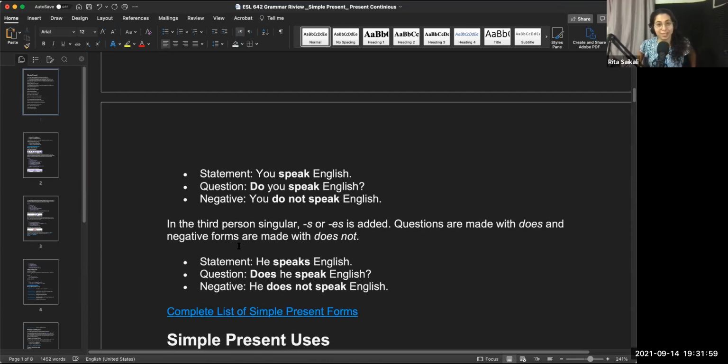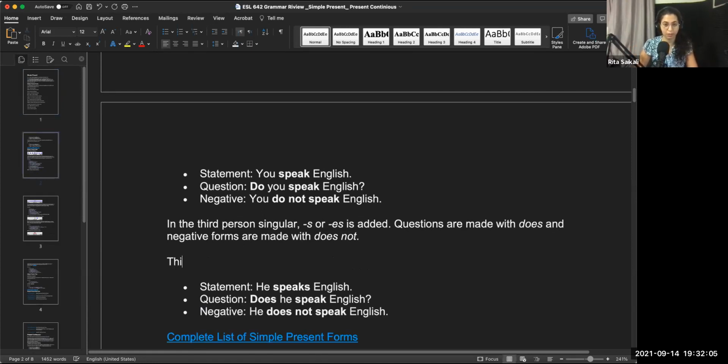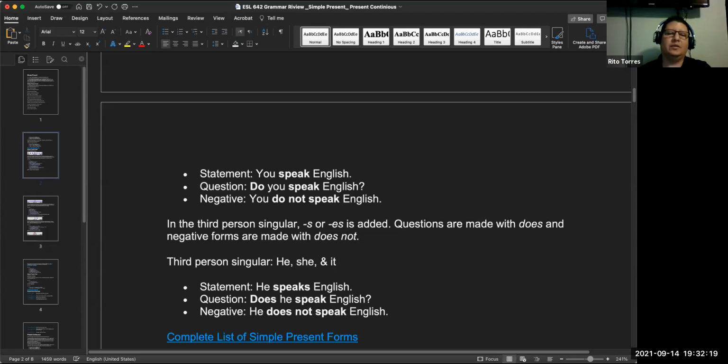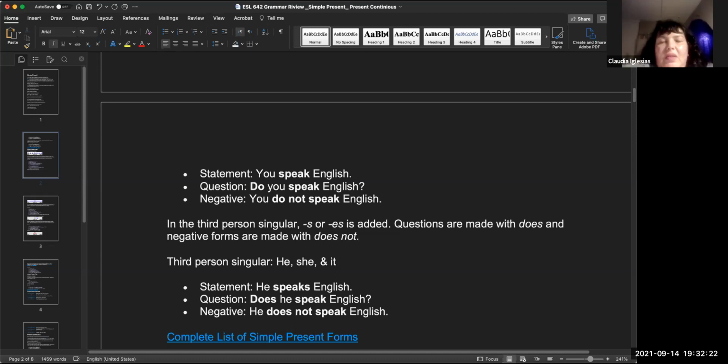So in third person singular, which is he or she, or it. So these are third person singular. In English, there's he, she, and it. All right. So in third person singular, when we're talking about simple present, we either add s or es to the end of the verb. Questions are made with does, right? We just mentioned that earlier. And negatives are made with does not or doesn't.